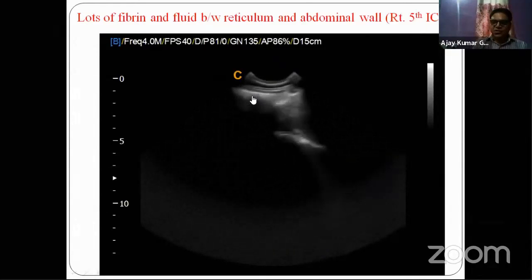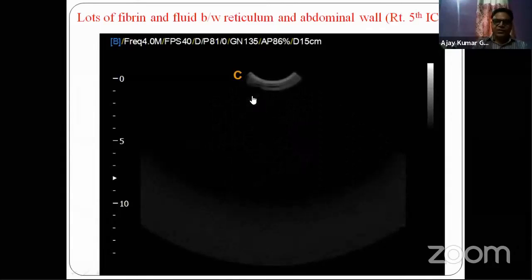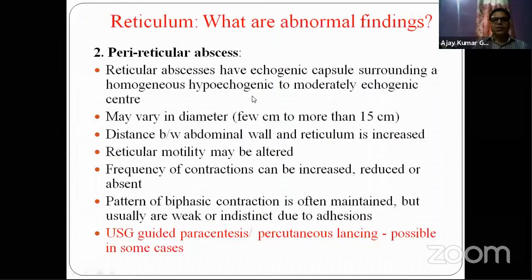So these are the findings in case of traumatic reticuloperitonitis. Now, the next condition that is important in case of reticulum is perireticular abscess. The reticular abscesses have an echogenic capsule, which is surrounding a homogeneous hypoechogenic to moderately echogenic center.